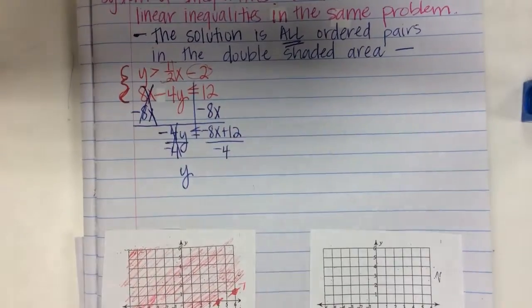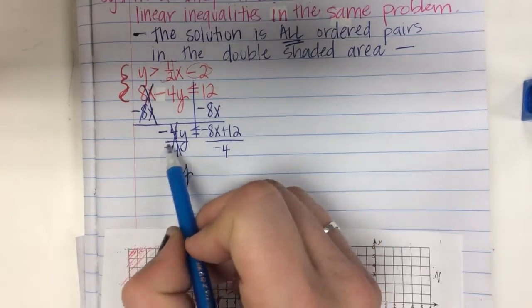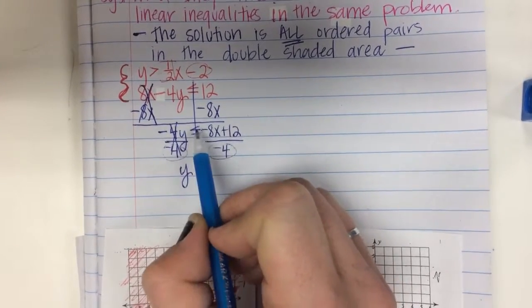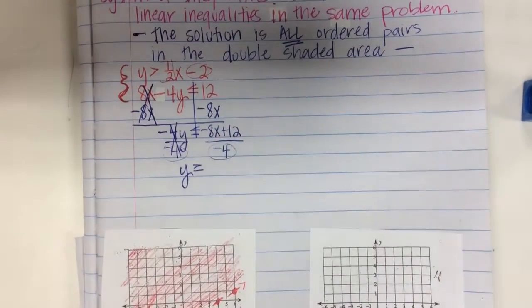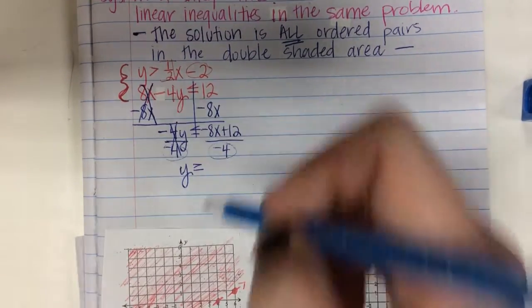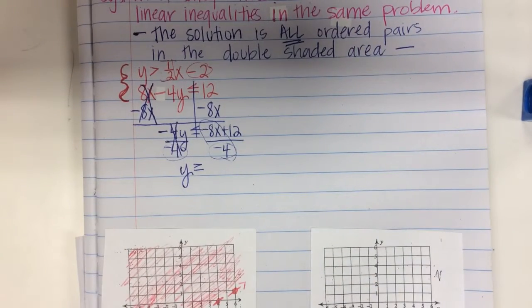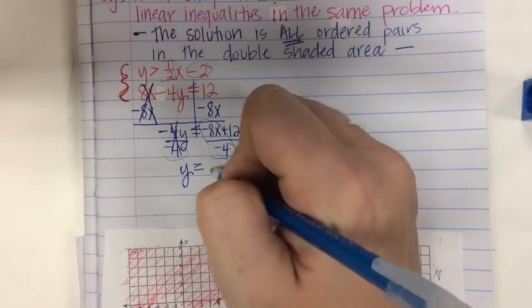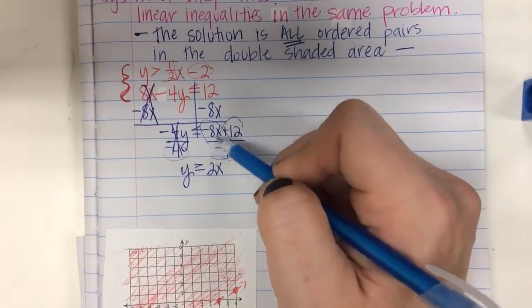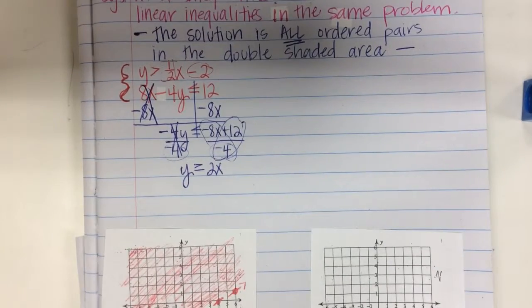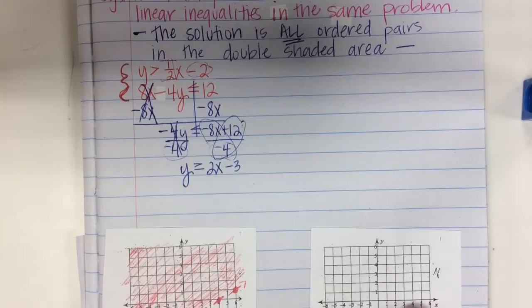Y, and remember from yesterday, we talked about this. This is a pre-algebra concept. When you divide by a negative number, the inequality flips over. What's -8 divided by -4? Positive 2x. And what's 12 divided by -4? -3. Now can you graph this?